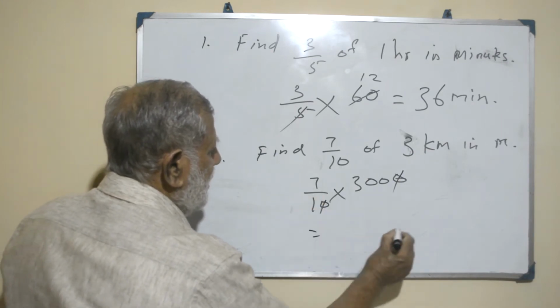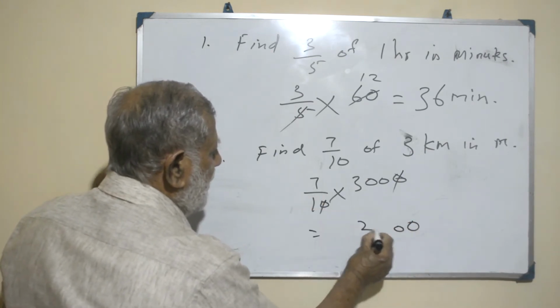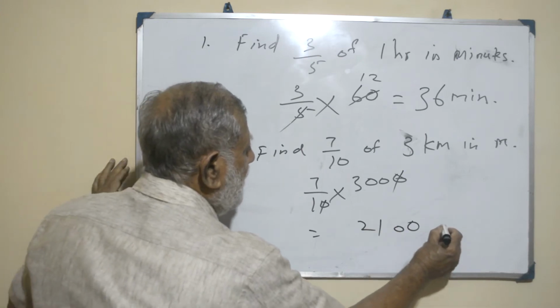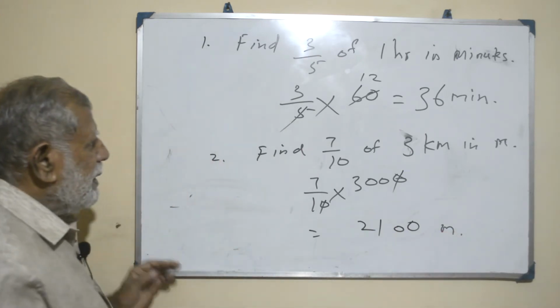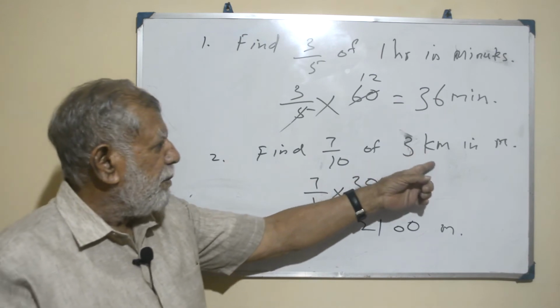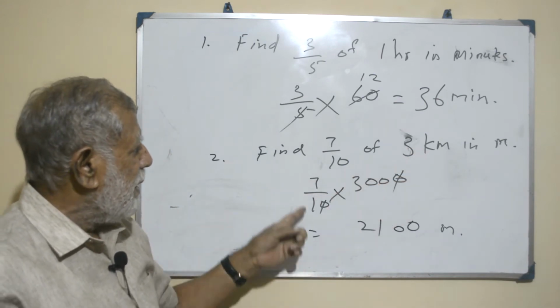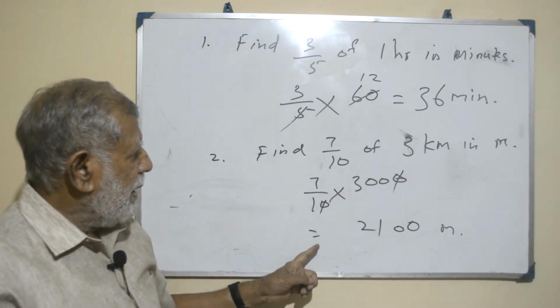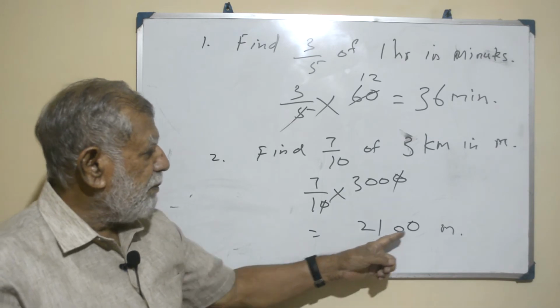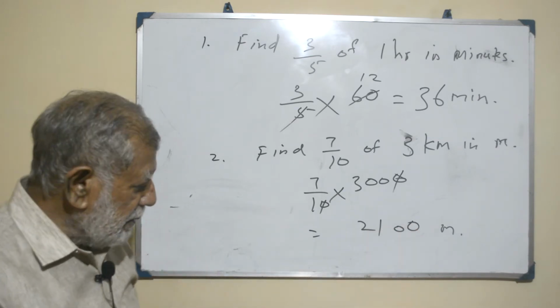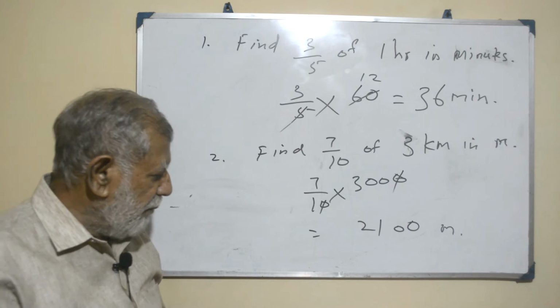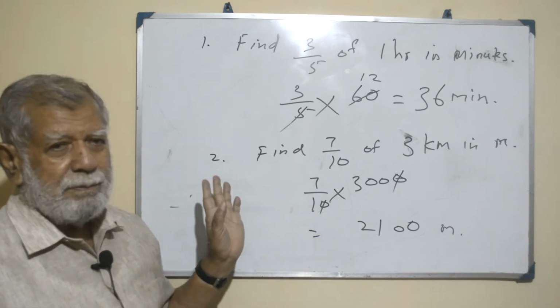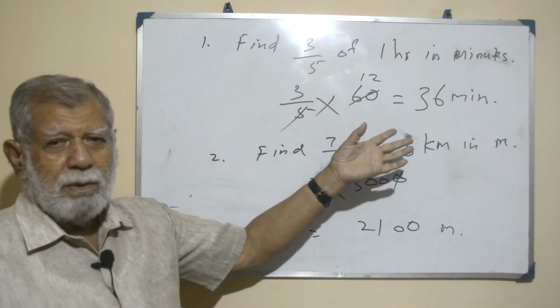So the answer here is 300 into 7, that is equal to 2100 meters. So 7 upon 10 of 3 kilometers in meters, the answer is 7 upon 10 into 3000. That is equal to 2100 meters. So children, all the sums of this type you have to work like this. Of means into.